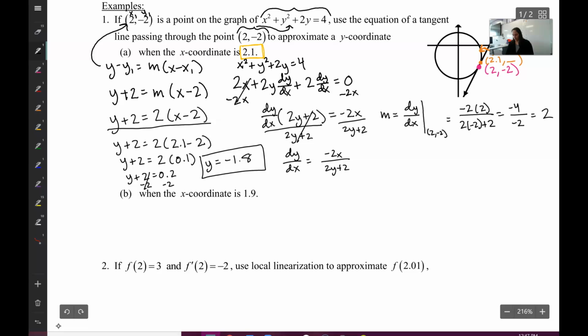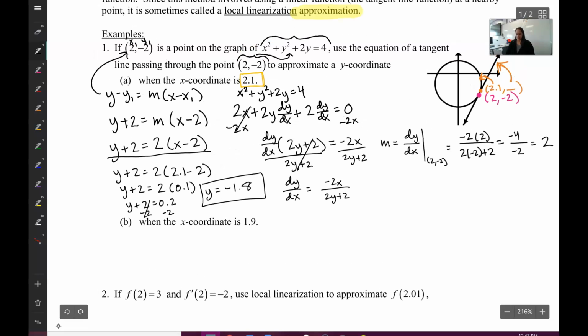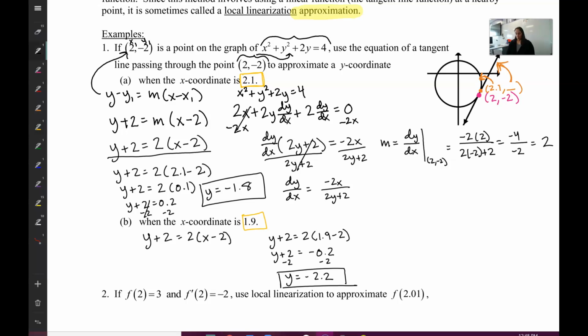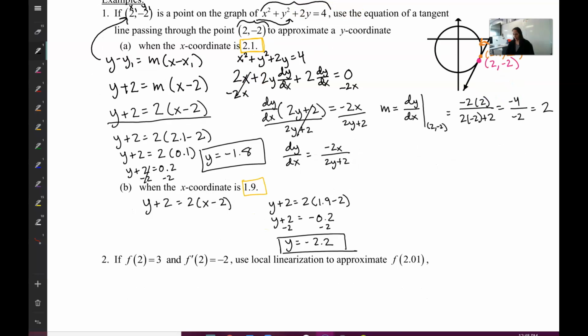So with that, I want you to try when x coordinate is 1.9. So pause the video. You should be able to use the same tangent line equation. You're just approximating for a new value. So plugging it in, finding a new value. Pause the video, try that one out. Welcome back. You should have gotten negative 2.2. If not, you can go back, pause the video, look over my work, and figure out what happened.